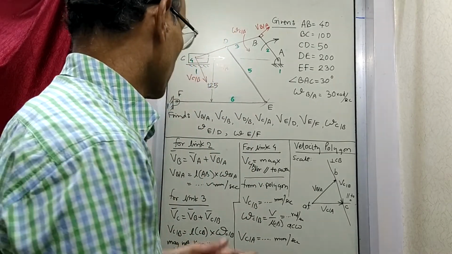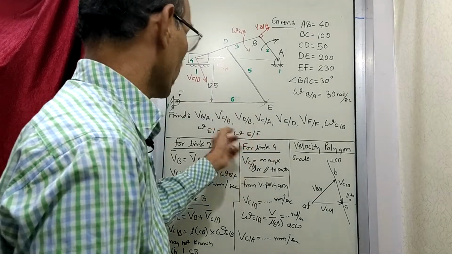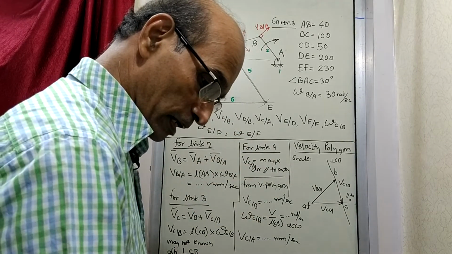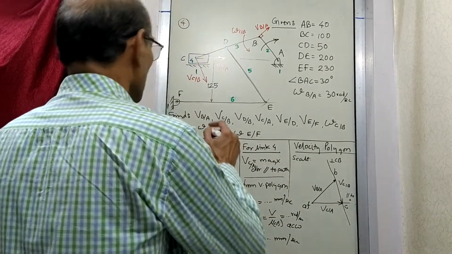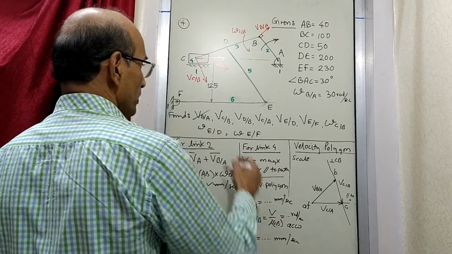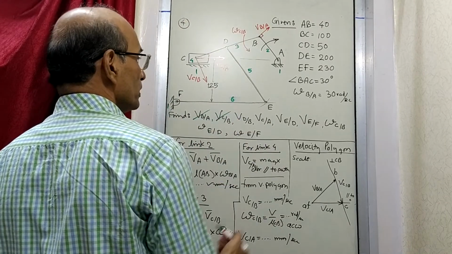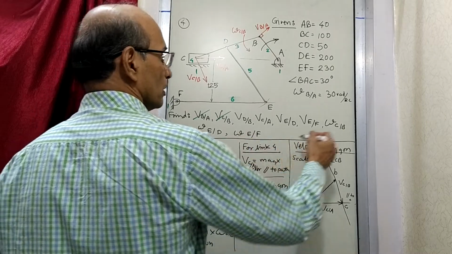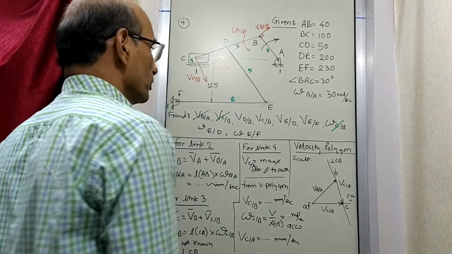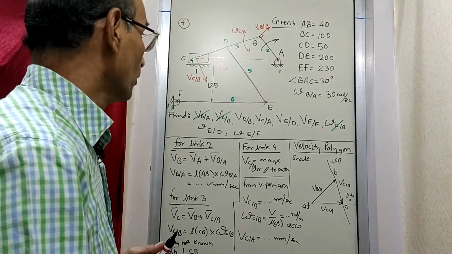So links 5 and 6 are also there. Now let us try to find out other velocities. In the meantime, you will realize that we have found out velocity of B with respect to A, velocity of C with respect to B. Then we have found out angular velocity of C with respect to B. This much we have already found out.